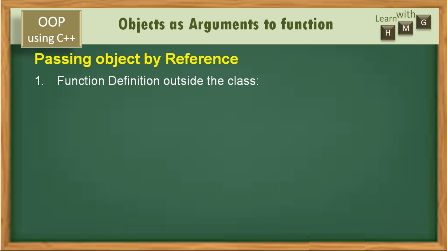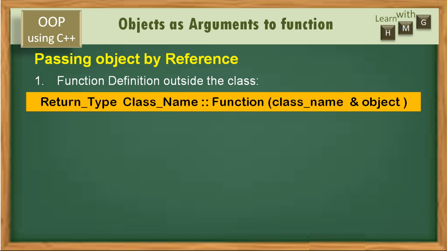Let us see how to write the function definition outside the class for passing object by reference. This is the way you can define a function outside the class: return type, then class name, scope resolution operator, function name, and within the brackets class name, ampersand object. Now this ampersand is the address operator, which is used to obtain the address of the data item. Here the data item is the object, and ampersand object will give you the address of that object, that is, the memory location where it is stored.